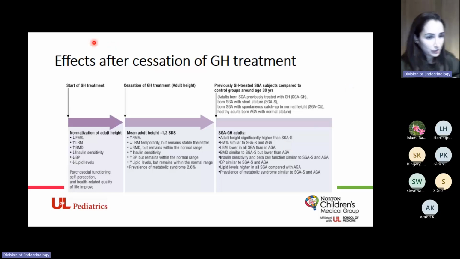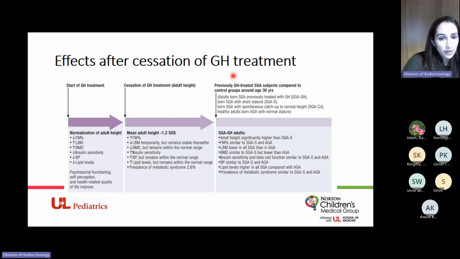So this is a nice table that they show summarizing basically all the things that we see. With growth hormone treatment, we see improving fat mass, increasing lean body mass, increasing bone mineral density, improved insulin sensitivity, lower blood pressure, lower lipid levels. So it sounds great, but then we stop it. And then some of the things that we see in adults is that fat mass increases again. They have lower bone mineral density, lower lean body mass. They recover insulin sensitivity again, higher blood pressure, but still within what's considered normal. Higher lipids, but again, within what's considered normal. And then the prevalence of metabolic syndrome is about 2.5%.